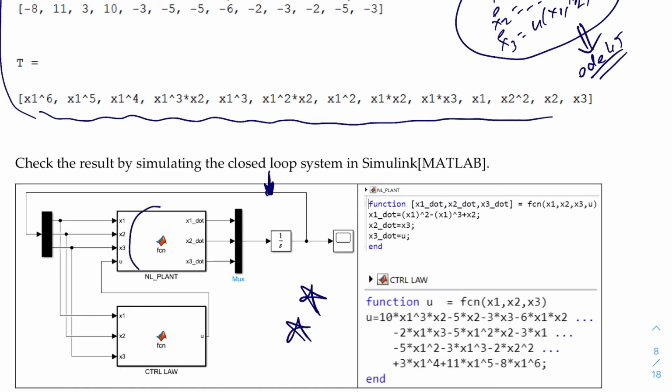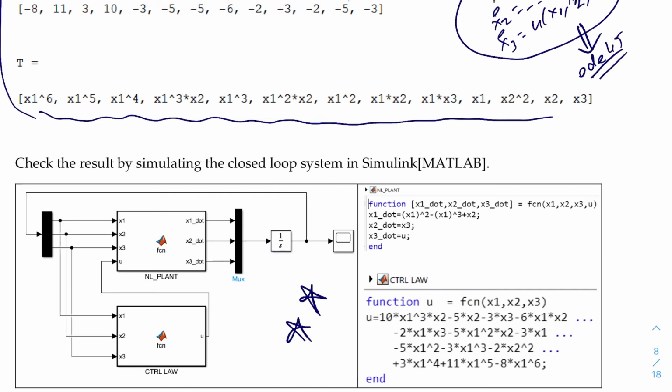Here this is our plant, and the inputs of the plant are the states x1, x2, x3, and u, the input. Outputs of this block are x1 dot, x2 dot, x3 dot. Let me write x dot, and just integrate that and get x, so it is fed back to that location. Let me delete all of them.